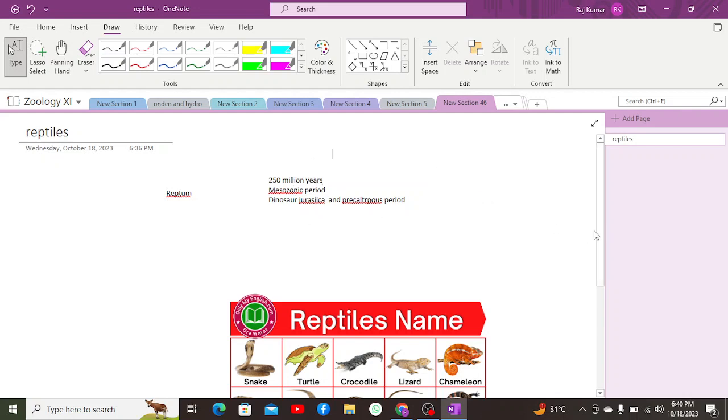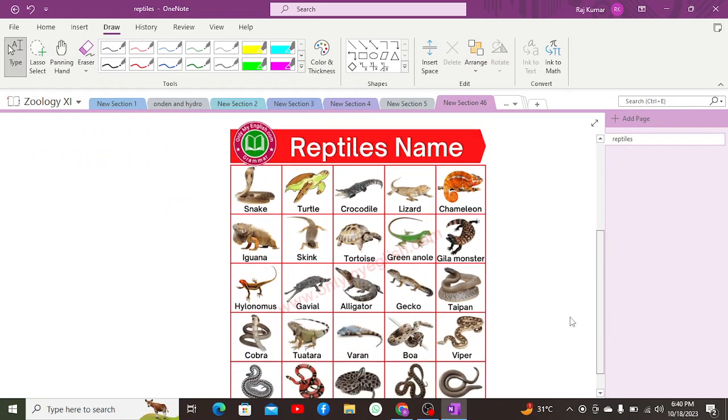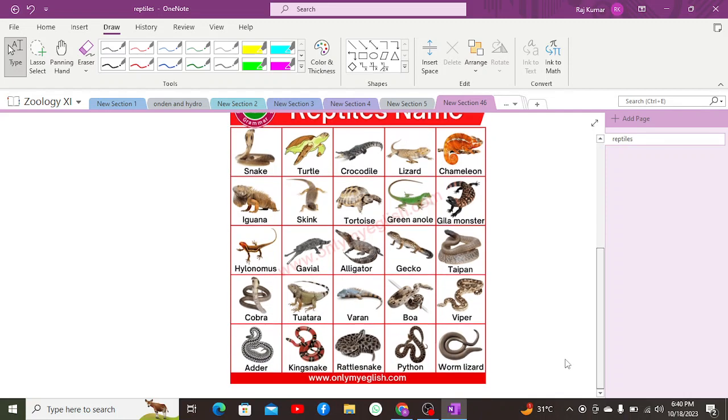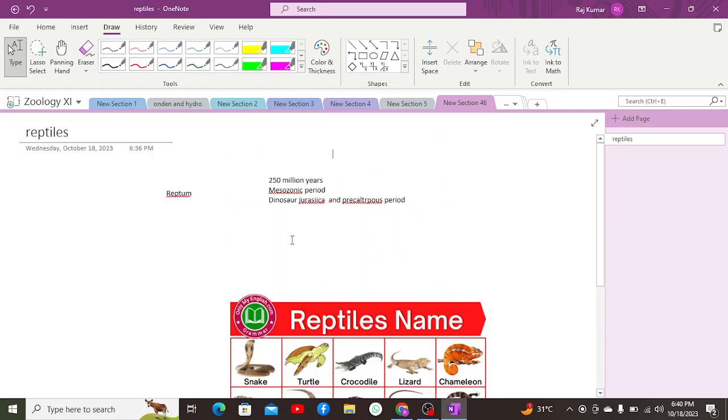This is a brief history about them. These evolved, of course, from amphibians, which are their ancestors. As you can see, they have certain characteristics: most of them are terrestrial, but some live in water as well. They lay eggs.